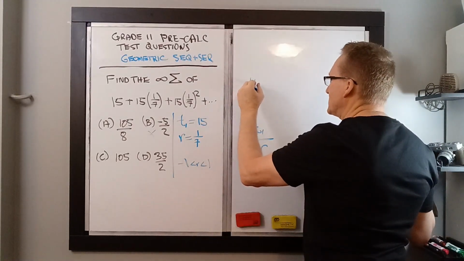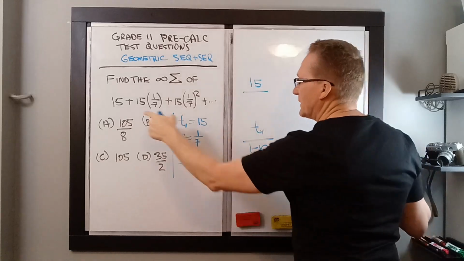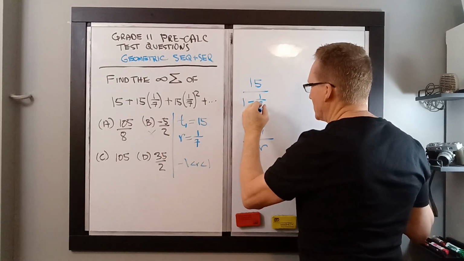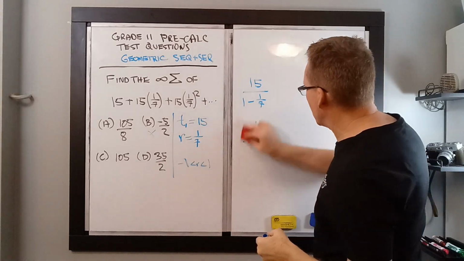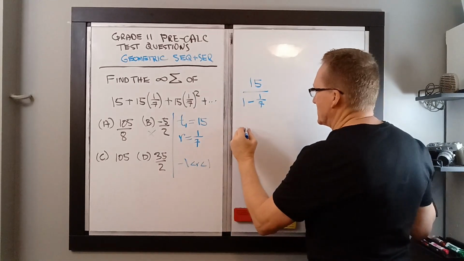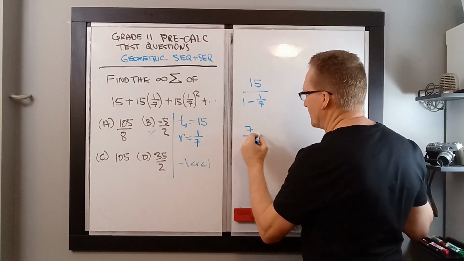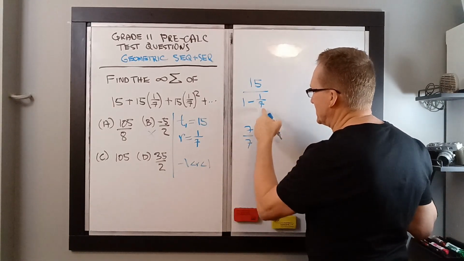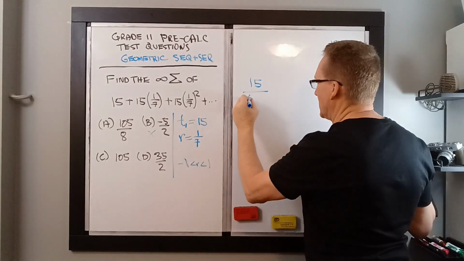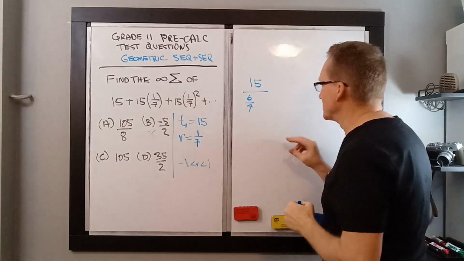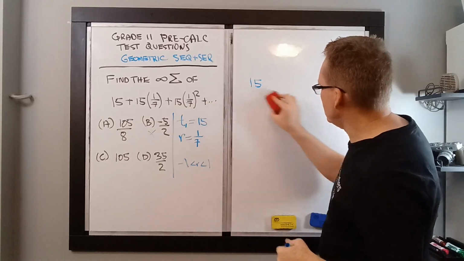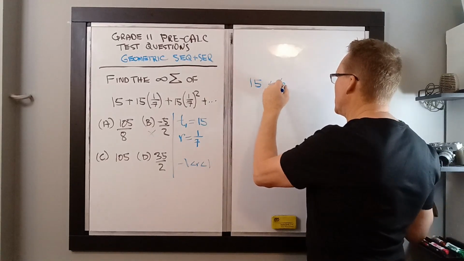T1 is 15 in this case, divided by 1 minus 1/7. We've got some fractions to work with here. Let's do that. 1 would be 7/7, so this would be 7 over 7 minus 1/7 gives me 6/7. So I'll put 6 over 7 here. Now we have a division with fractions, which all of us love. 15 divided by 6/7, divided by 6 over 7.